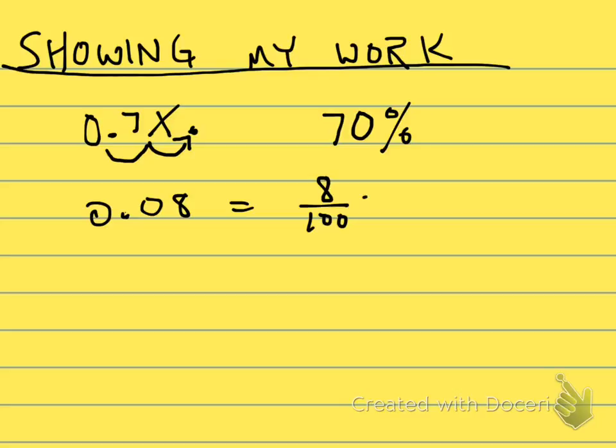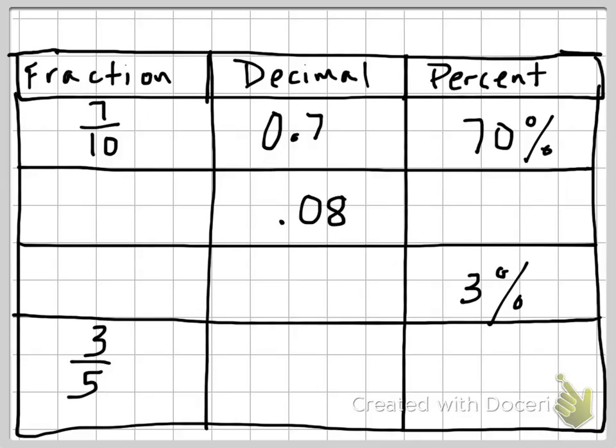Now this can be reduced, of course. So I see that they're both even. I could divide them by 2, so I get 4/50. Actually, I could divide them by 2 again, and I could get 2/25 as my fraction in lowest terms. So I'd have 2/25.